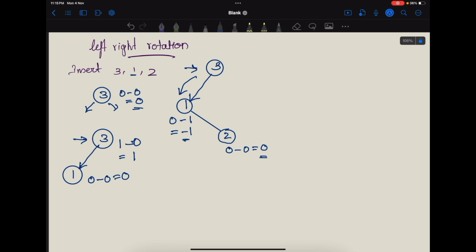And now comparing the 3. In the left hand side we have 2 levels of depth, so 2 minus, and the right hand side we don't have anything, so 2 minus 0 equals 2. The tree got imbalanced. So now we have to do the rotation.